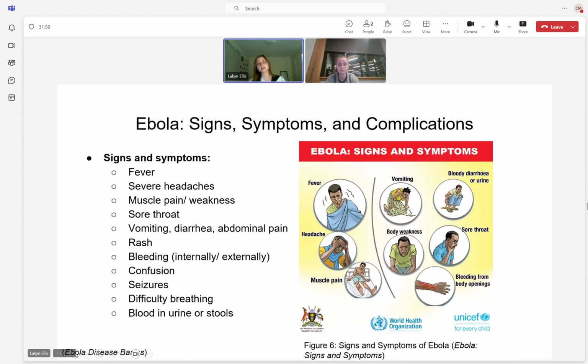So the signs and symptoms of the Ebola virus in most cases that are less severe is the fever and the headaches with muscle pain, sore throat, vomiting, diarrhea, and abdominal pain with confusion and difficulty breathing. But in more severe cases, it would also be a pretty high fever, a rash, bleeding internally and externally, confusion with seizures, and blood in urine or stools. And this little photo to the right just gives you a visual description of what symptoms could look like and how they feel.